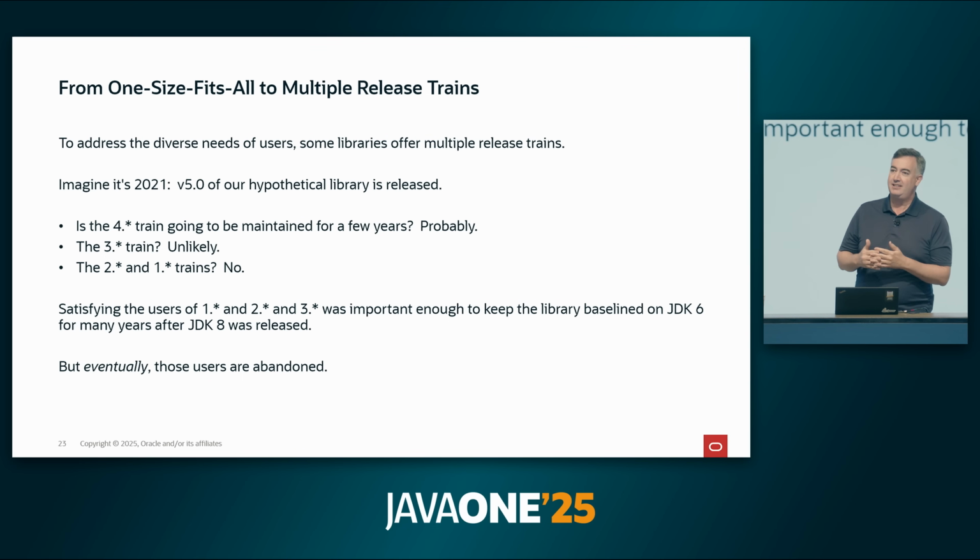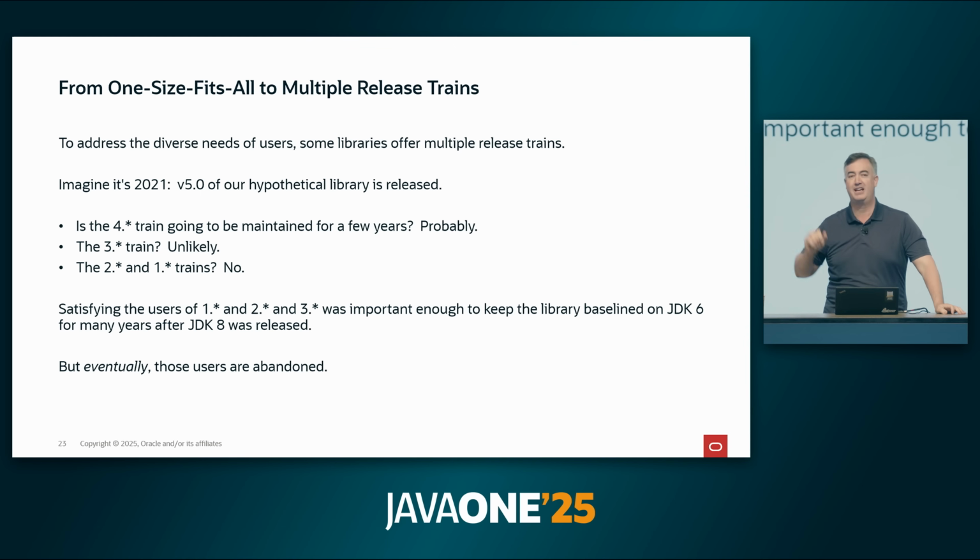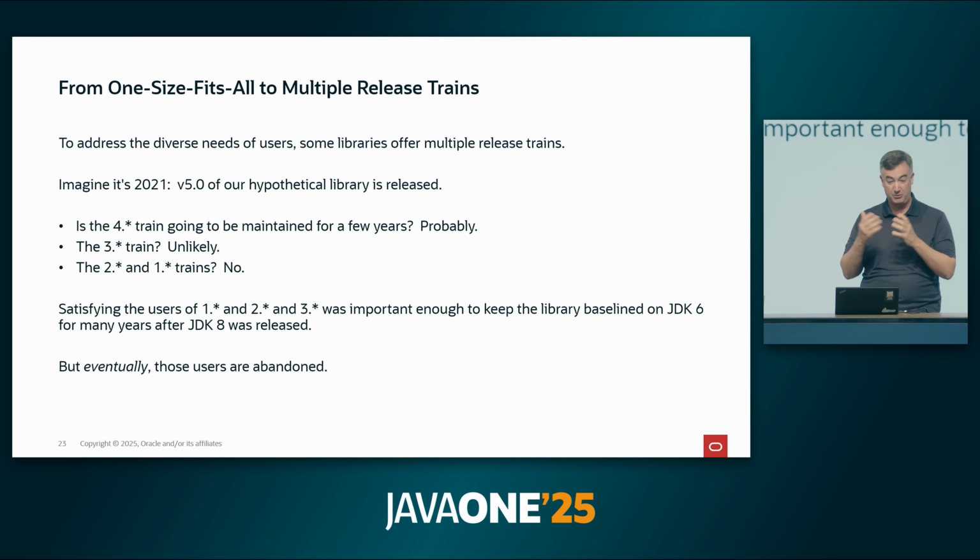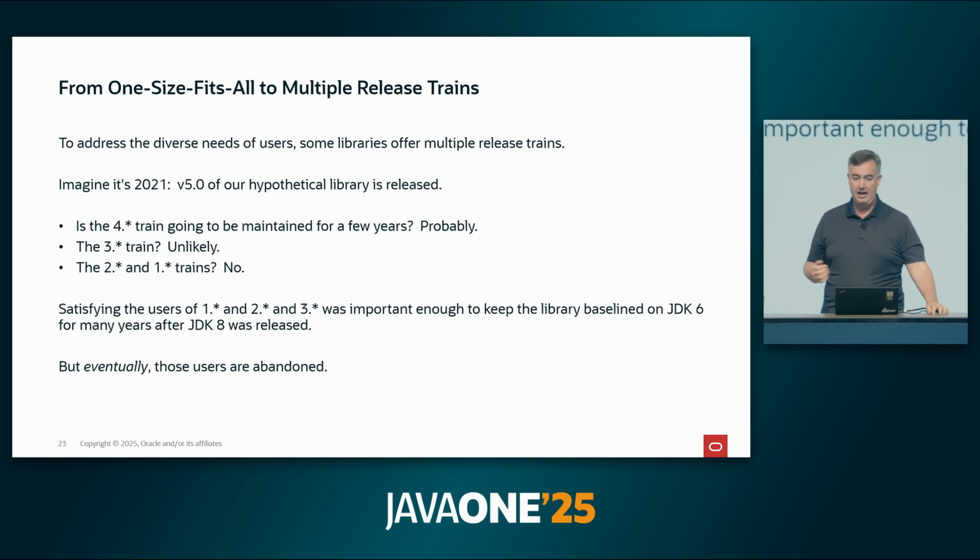Now, to address these diverse needs, some libraries, the big popular ones perhaps that can afford it, offer multiple release trains. So imagine, in our complicated hypothetical example, imagine it's 2021, that's when version 5 of our hypothetical library is released. Is the 4.star train going to be maintained for a few years? Probably. How about the 3.star train from 8 years earlier? Unlikely. And that 1.star and 2.star train from 10 years earlier?